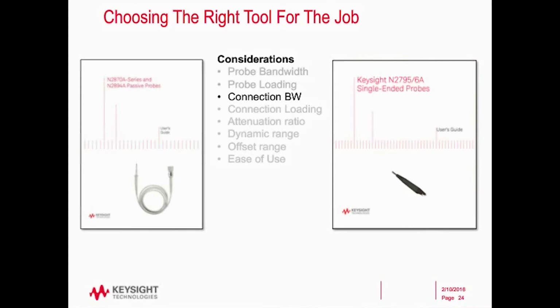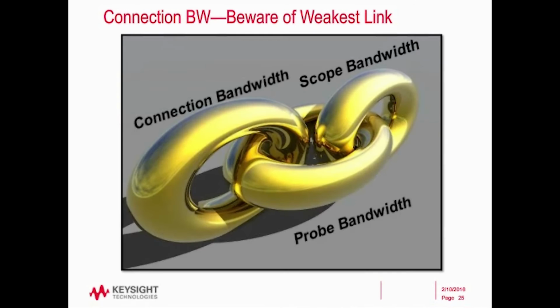Next thing we're going to talk about, connection bandwidth. Now, there's a concept here that I want to share, which is this idea of beware of the weakest link. I've seen people spend good money on a really good scope. They've got a great scope on their bench, and a great probe attached to it. And then they put some kind of flaky, not so good connection accessory between their probe and their target. And what happens then is that becomes the weakest link. So the connection bandwidth is dominated by the weakest link.